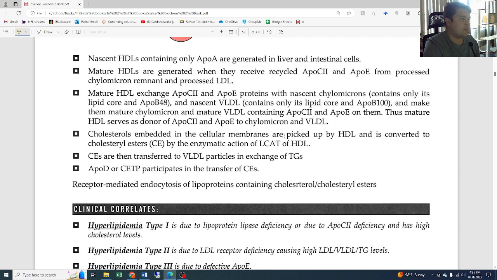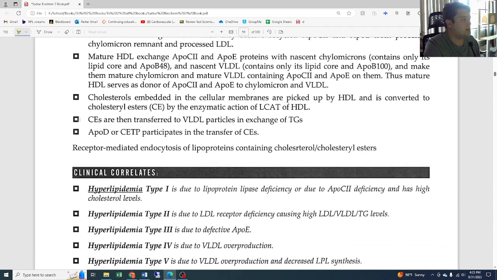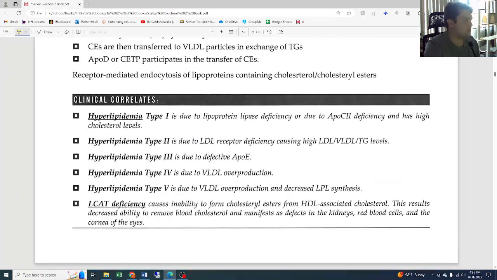Cholesterols embedded in the cellular membranes are picked up by HDL and converted to cholesterol esters, or the CE, by the enzymatic action of the LCAT of HDL. Cholesterol esters are then transferred to the VLDL particles in exchange for triglycerides, and apoD, or CETP, participates in the transfer of those cholesterol esters. So then the receptor-mediated endocytosis of lipoproteins containing the cholesterol, or the cholesterol esters, occurs.